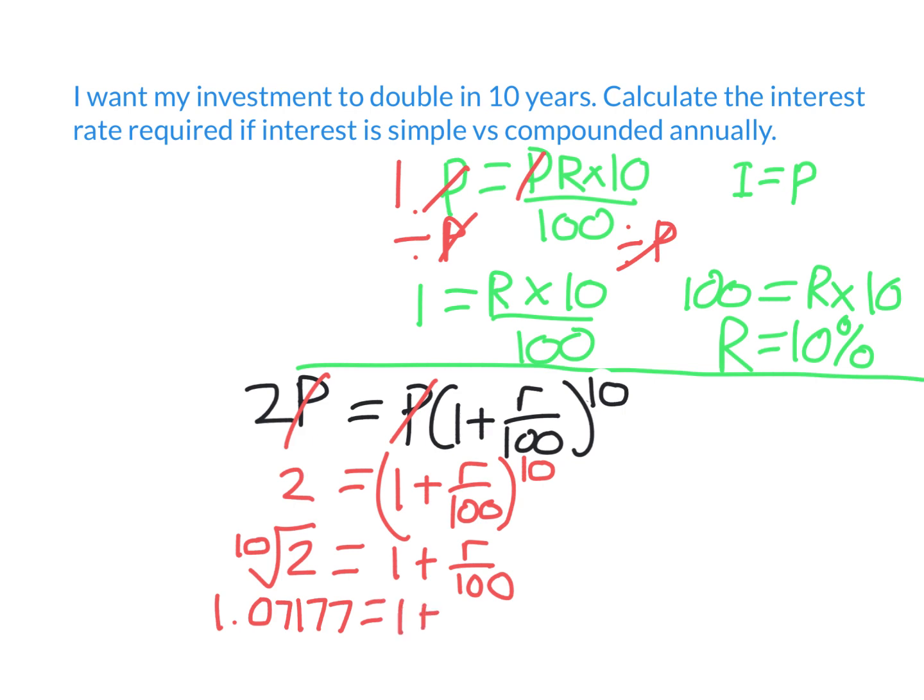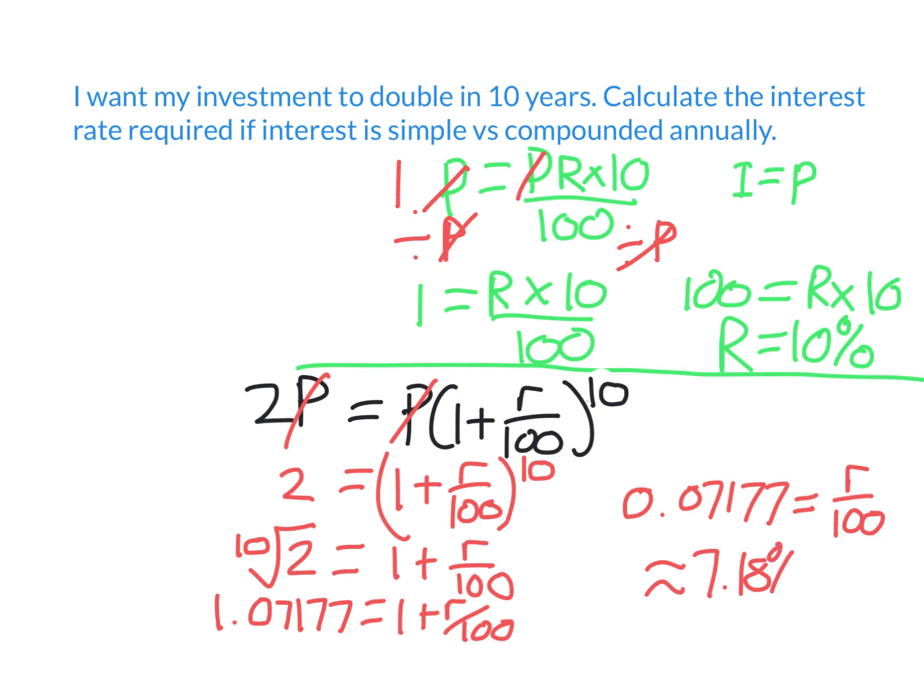So I need to solve this equation. What I need to do is now subtract 1 from both sides. So I'm going to end up with 0.07177 equals R over 100. Now I'm going to undo dividing by 100 by timesing each side by 100. So I just put this number times 100 in my calculator and I get about 7.18%. So both of these are per annum because the original question was in years. So I would only need a rate of 7.18% for my investment to double in 10 years if it were compounded annually.